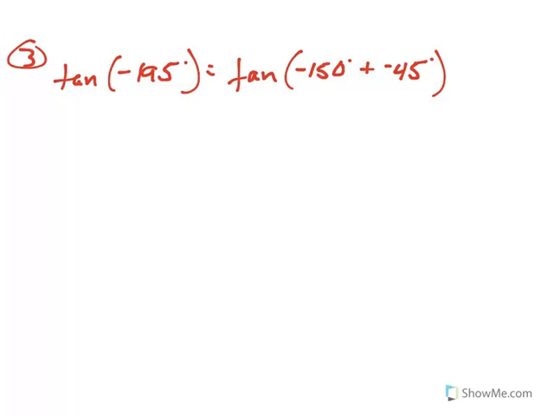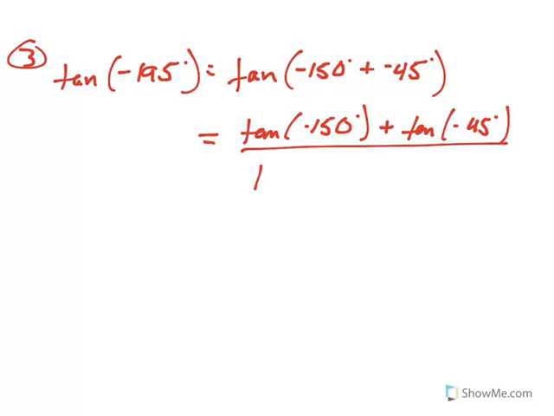For number 3, you're supposed to figure out what tangent of negative 195 degrees is. I chose to make negative 195 negative 150 degrees plus negative 45 degrees. Once again, you can choose lots of different things. That's what I happen to choose. It's going to be equal to tangent of negative 150 degrees plus tangent of negative 45 degrees, divided by 1 minus tangent of negative 150 degrees times tangent of negative 45 degrees.